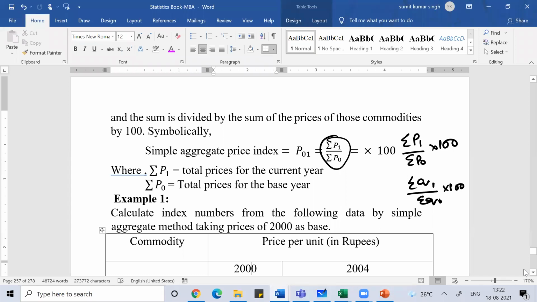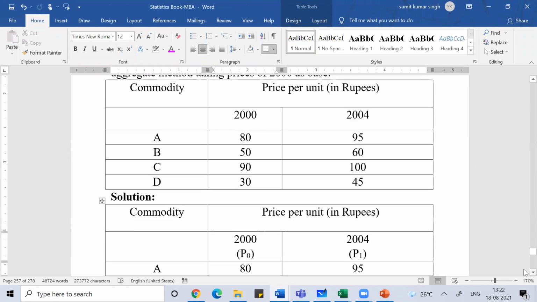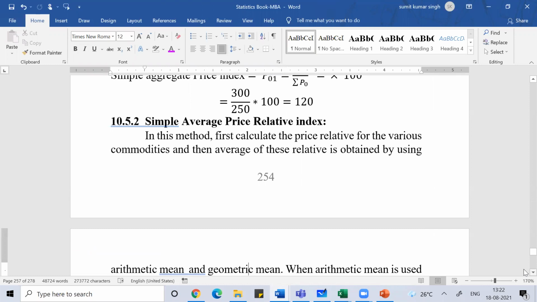When we talk about price index number, we take only the current year price and compare it with the base year price. If we talk about quantity index number, then we take the sum of current year quantity and divide by the base year quantity. This we have done already. We have done numerical, which I believe you have understood very well.